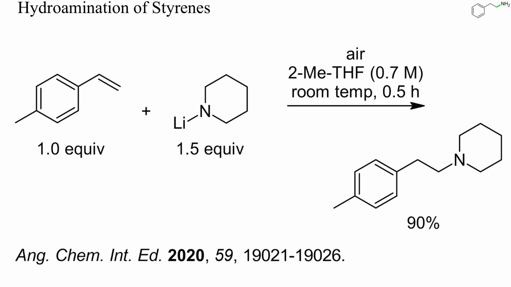Let's check some examples of the addition of amines to styrenes. Unless the arene is electron deficient, styrenes are weak Michael acceptors and will only react with strong nucleophiles or radicals. Here, lithiated piperidine added to vinyltoluene when air was present. This suggests that radicals might have been involved.